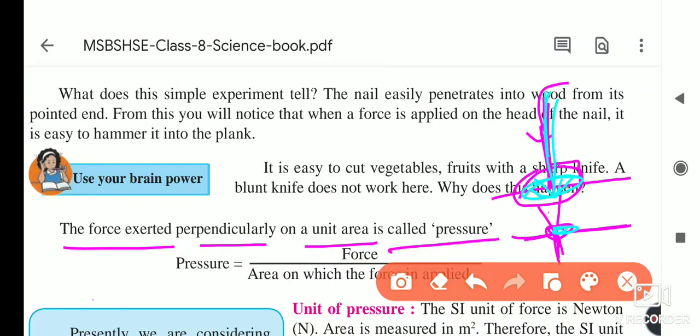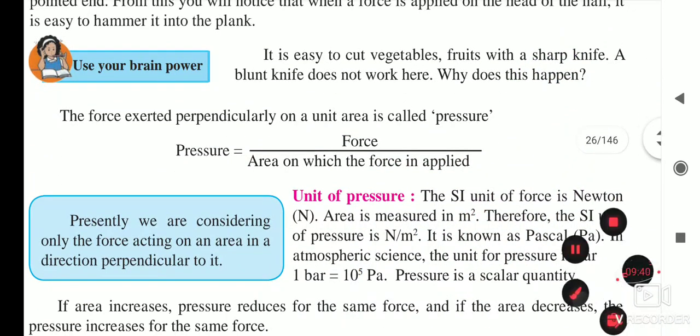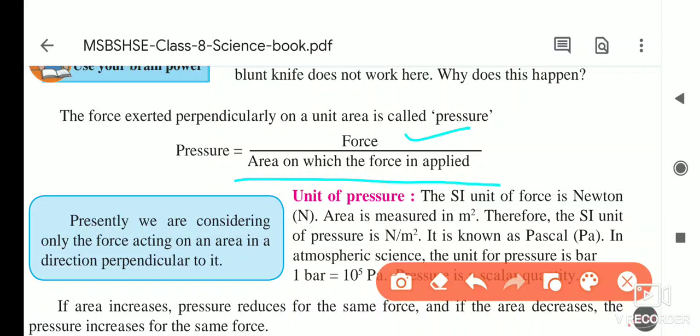So what is the relation between them? The force perpendicular to the unit area is called pressure. Now, what is the formula for pressure? Pressure is equal to force upon area on which the force is applied. What is pressure? Pressure means force upon the area on which the force is applied. Suppose this is a nail. Again I am giving the same example always for better understanding.